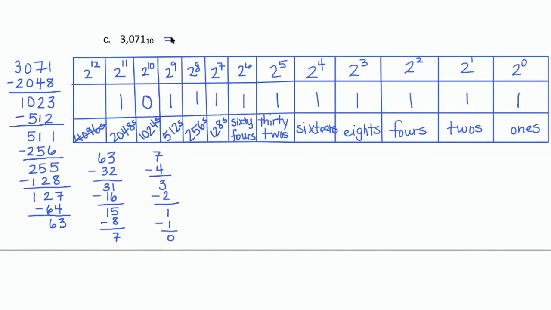In base 2, it would be 1, 0, 1, 1, 1, 1, 1, 1, 1, 1, 1. A total of 1, 2, 3, 4, 5, 6, 7, 8, 9, 10 ones in a row. Oh, I missed one. 10. Aren't you grateful you don't have to write checks in binary? And this is, of course, again, a base 2 number.